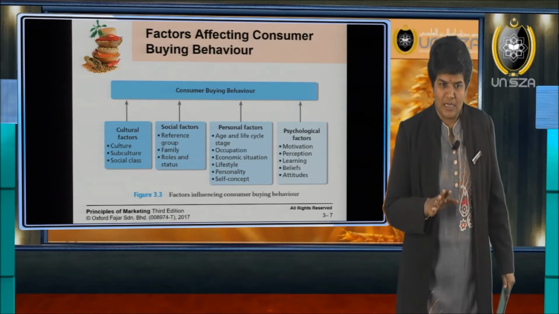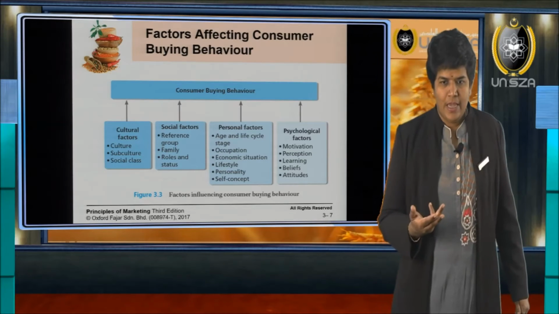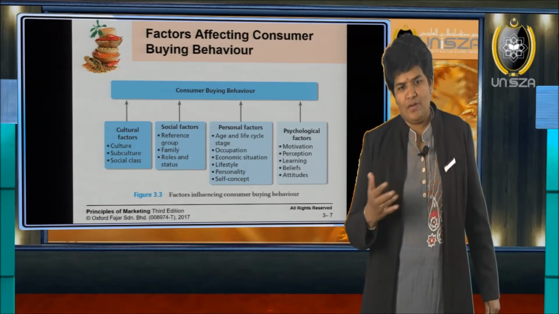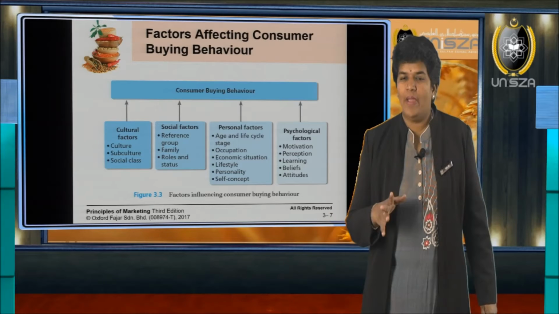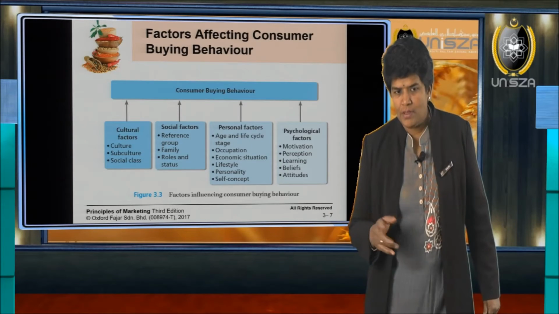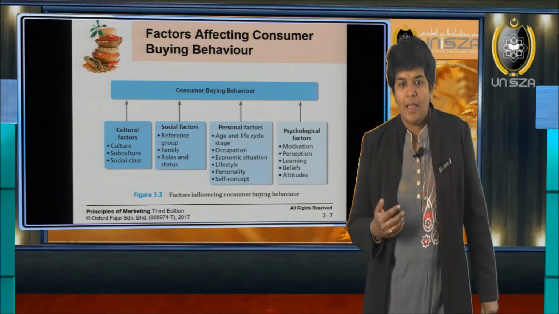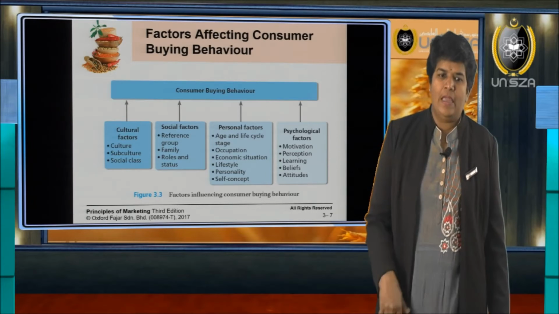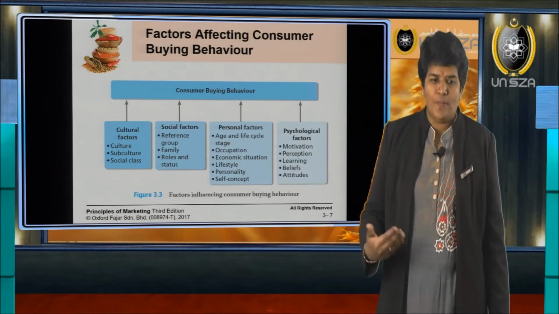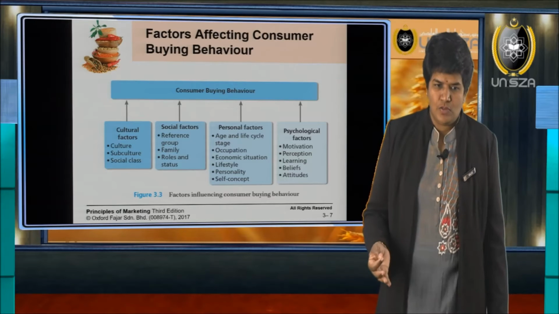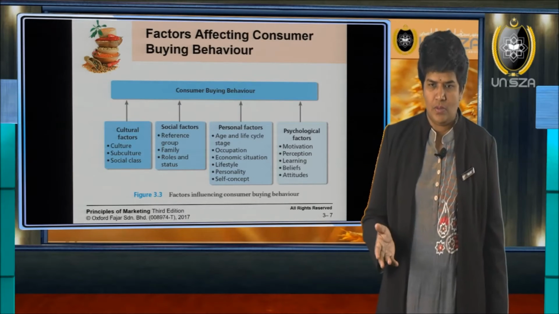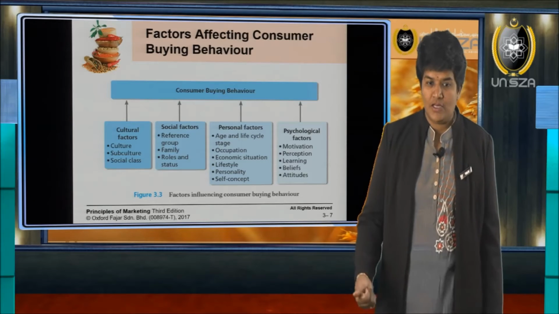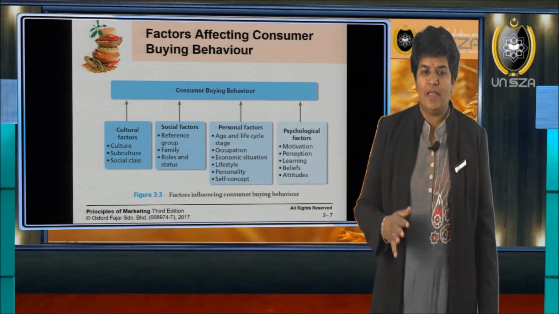When we look at the cultural factors, we have culture, subculture and social class. Looking at the social factors, we have reference group, family, the one who makes a lot of decisions in our buying process, and roles and status. Personal factors: age, yes, it does make a difference, and our life cycle stage, occupation, economic situation, lifestyle, personality, self-concept. Psychological factors: motivation, perception, learning, belief and attitude.